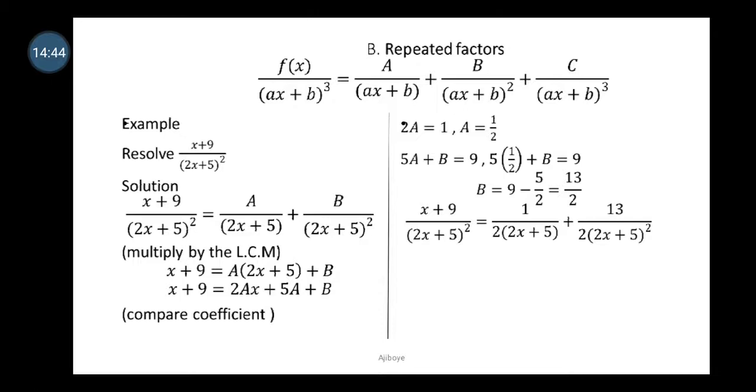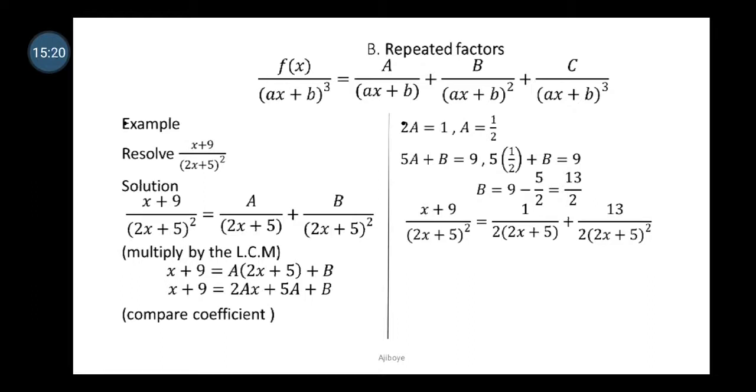So for example, if you have f of x over ax plus b raised to the power of 3, it will be equal to a over ax plus b, plus b over ax plus b all squared, plus c over ax plus b all cubed. This will be the simple partial fraction of such a complex fraction. For example, resolve x plus 9 over 2x plus 5 raised to the power of 2 into its partial fractions.